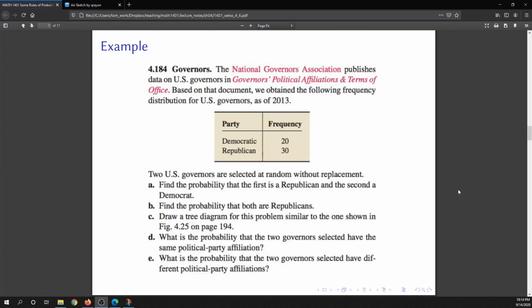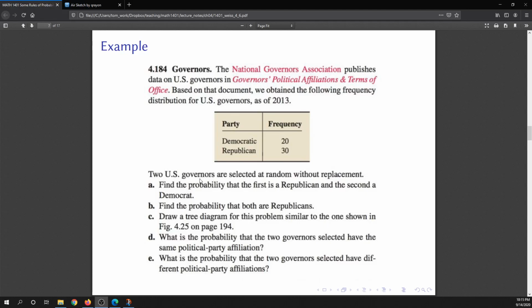All right, in this video, we are going to work problem 4.184 from our book about governors. It says the National Governors Association publishes data on U.S. governors and governors' political affiliation in terms of office. Based on that document, we obtain the following frequency distribution for U.S. governors as of 2013. All right, so here they list the party and then the frequency.